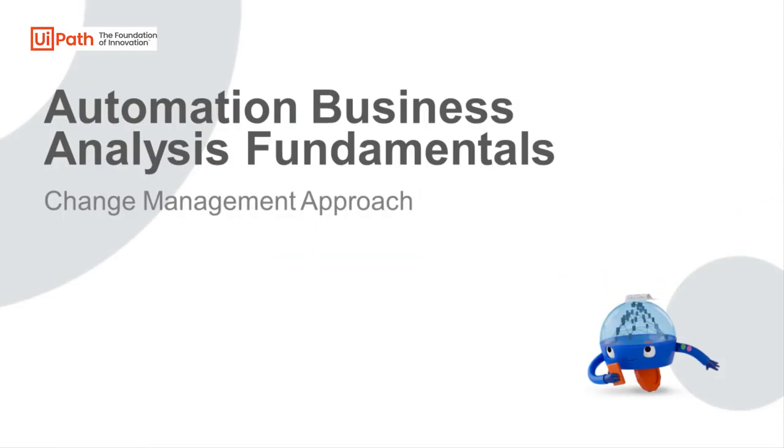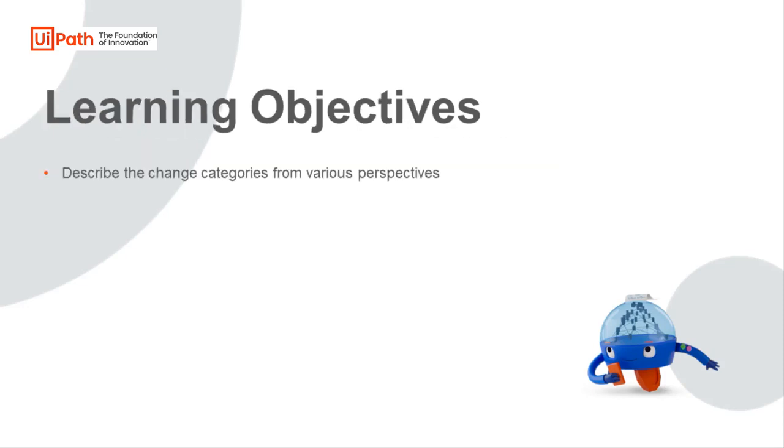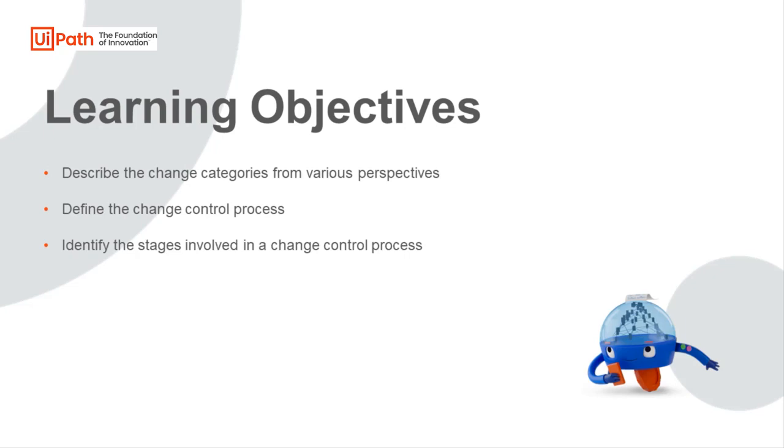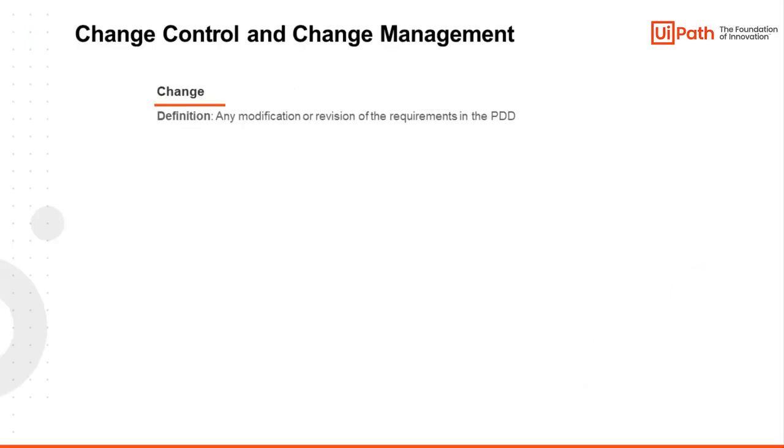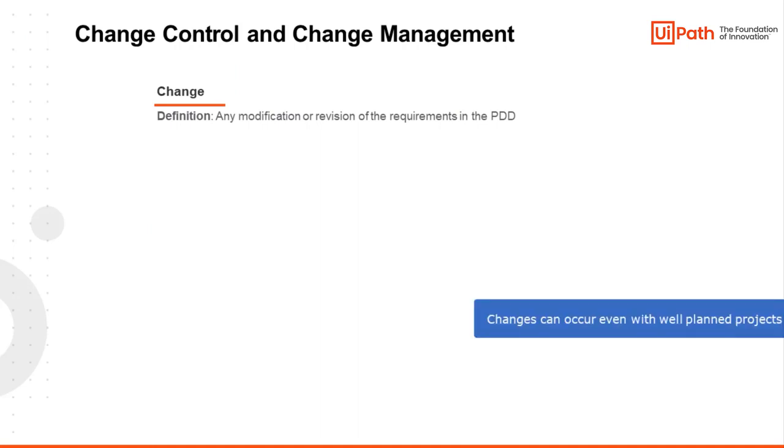Let's go further with the change management approach. Here, we'll focus on the change categories from various perspectives, the change control process, and the stages involved in a change control process. Speaking of change, it's unavoidable nowadays. Even with well-planned projects, well-thought-out documentation, and clear milestones, changes can still occur. As a project progresses, new discoveries are made, different findings crop up, and some of the initial assumptions turn out to be only partially accurate or incomplete.